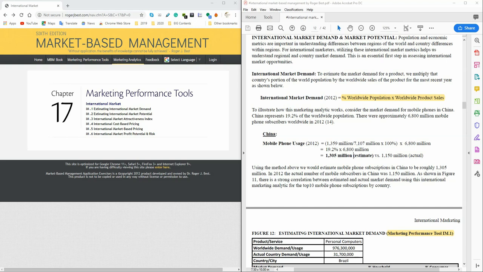Hello everyone. We are covering international market-based management. Today we are going to cover international market demand.